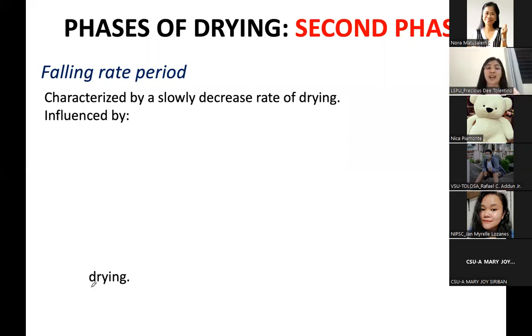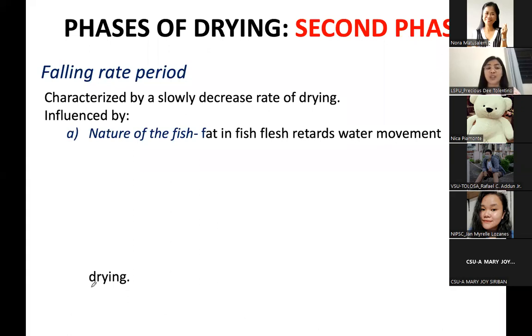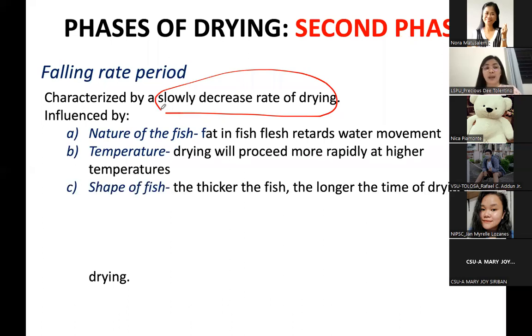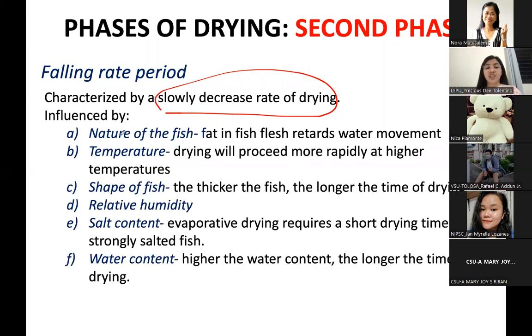Ayan siya. So next, the second phase of drying, that is the falling rate period. Okay? So, falling rate period naman, pababa na yung natatanggal ng moisture content sa isda. So, characterized by slowly decreased rate of drying. These are influenced by nature of the fish. Fat in fish flesh retards water movement. Okay, sinasabi, pag fatty yung fish, mahina yung drying.